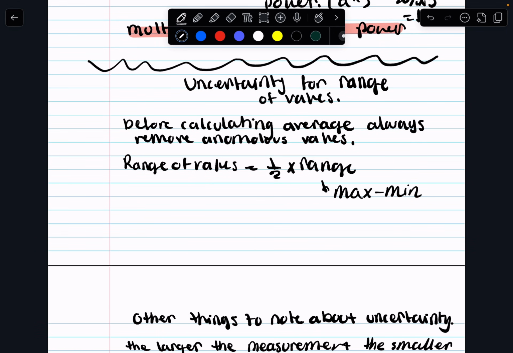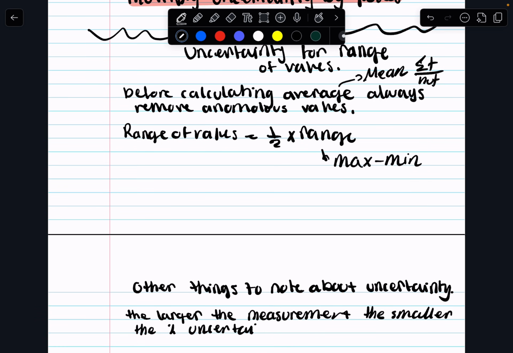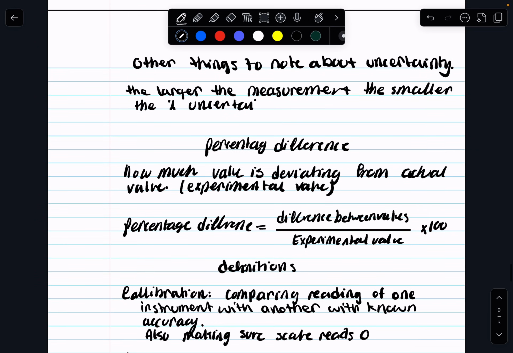Uncertainty for a range of values. Before you actually average it or find the mean, which is the sum of the total over the number of the total, you should cancel out any anomalies. And then the uncertainty of the values is going to be range over 2, where range is maximum minus minimum.